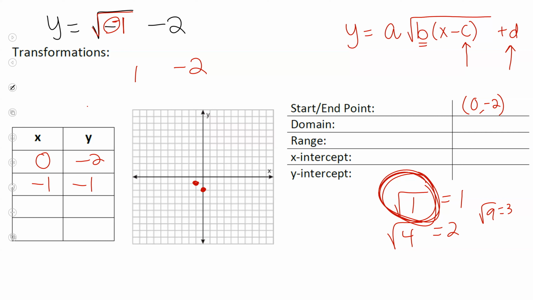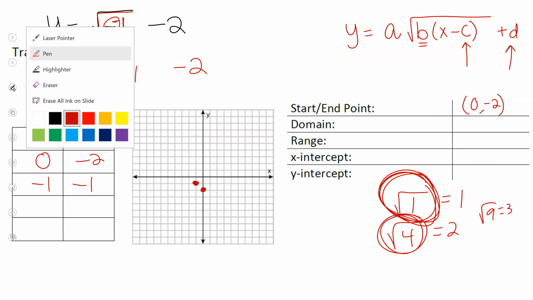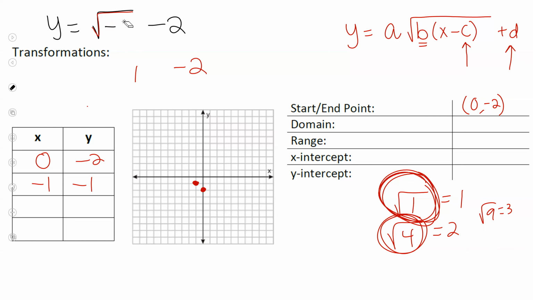Now, let's figure out another point. The next easy square root is to figure out the square root of 4. We know the answer to square root of 4. So let me go back up here to my original equation. This is my original equation. What do I need to put right here so that it will become a 4? What do I put right there? Good, a -4. What do 2 negatives make?